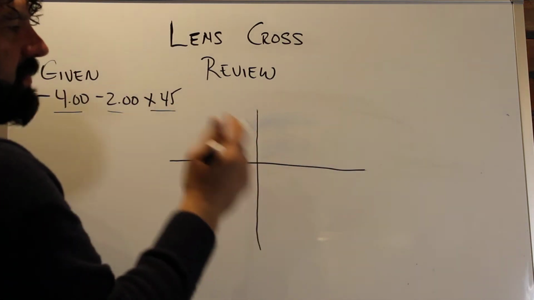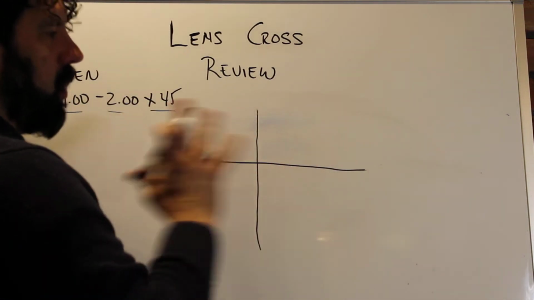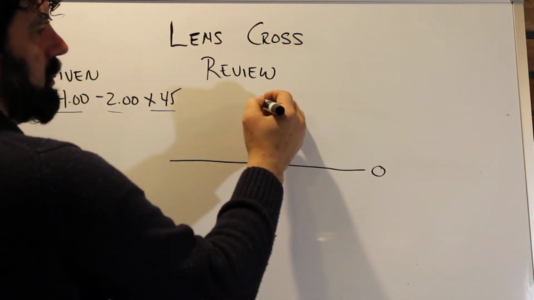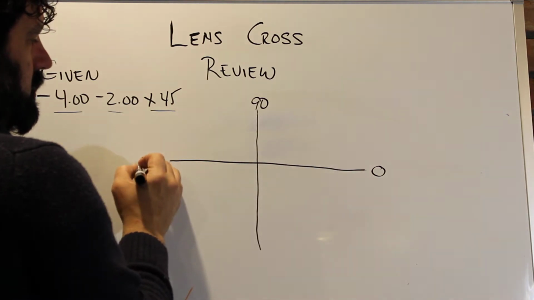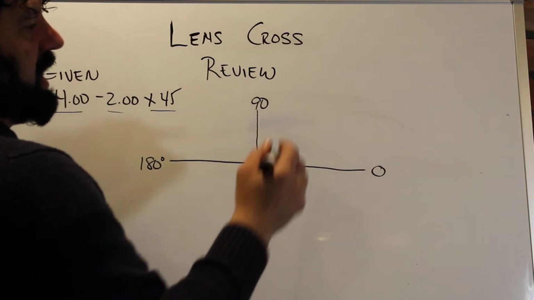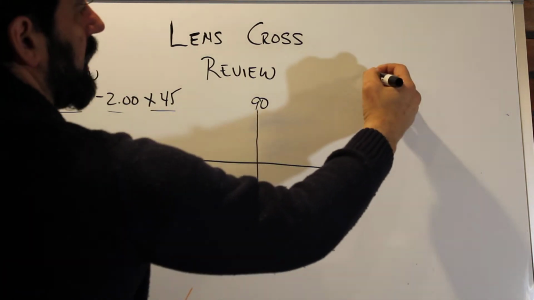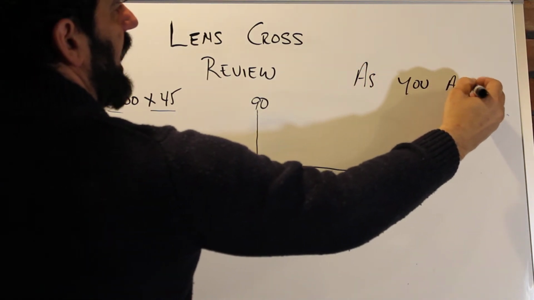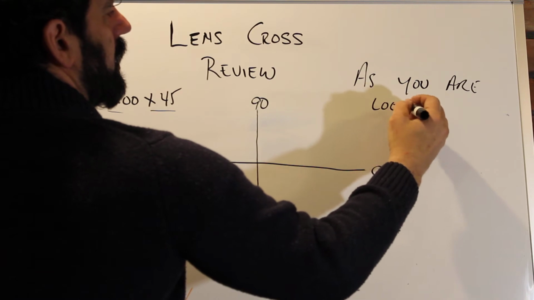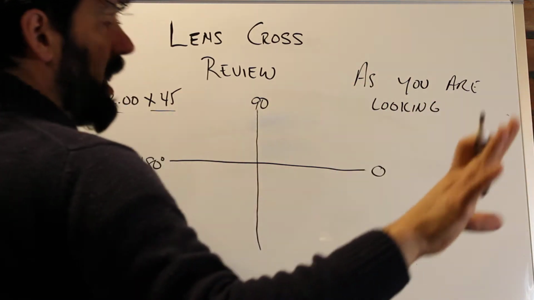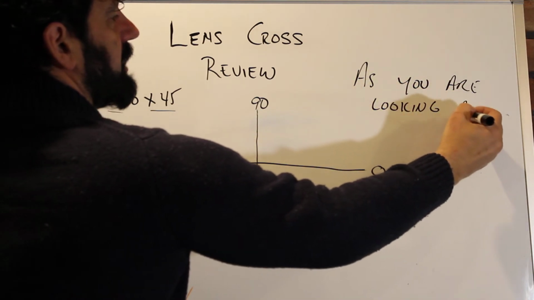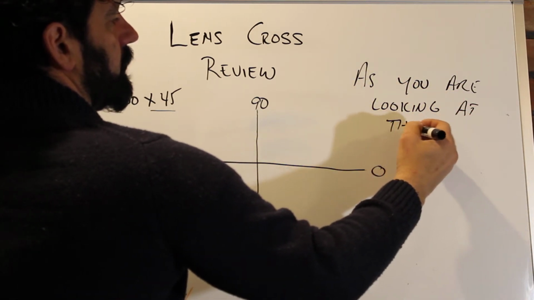I would always have the lens cross always look the same, always relatively the same. Start with a 0 here, 90 there, 180 degrees there. And this is as the patient, as you are looking at the patient. It would be reversed if the patient was looking out of the glasses, but that's for another episode. As you are looking at the patient.